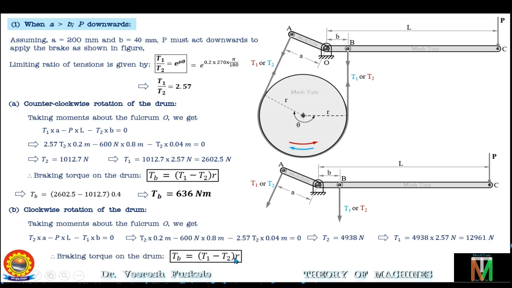Now the braking torque can be calculated as TB is equal to T1 minus T2 into R. Keeping the values of T1, T2 and R, we get 12961 minus 4938 multiplied by 0.4. So TB is equal to 3101 Newton meter. So this clearly shows that for the same force applied, the braking torque is more in case of clockwise rotation. So as we discussed in the concepts of differential band brake, the clockwise rotation will be more effective when A is greater than B.